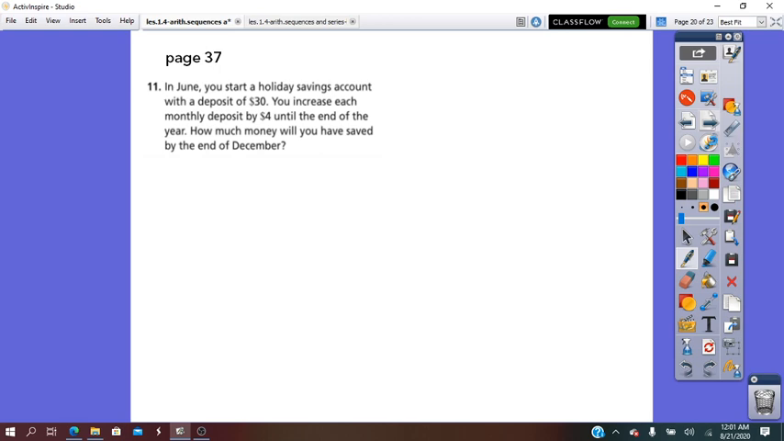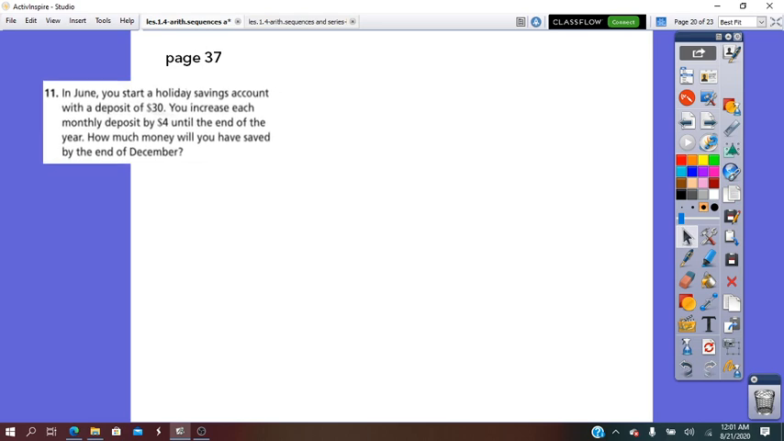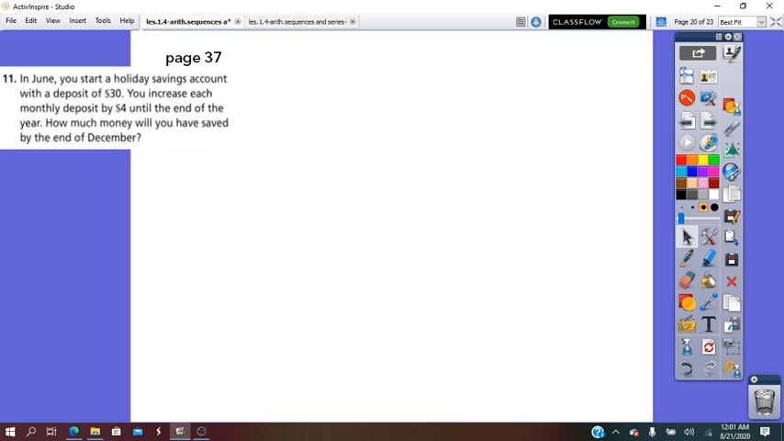This is another real-life application of the arithmetic sequences. In June, you start a holiday savings account with a deposit of $30. So this is done in June. I will write A1 equals 30. You increase each monthly deposit by $4.